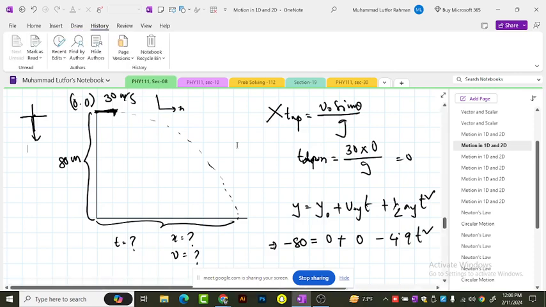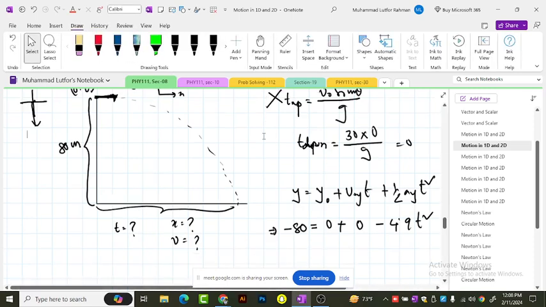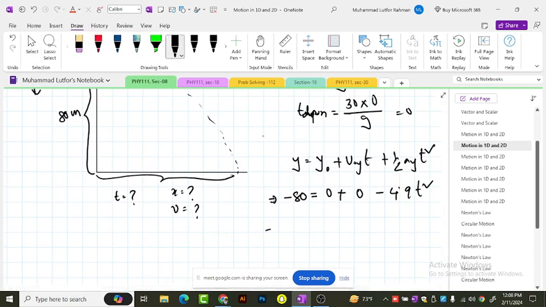Now you can solve this equation, right? If you solve it, I can drop the minus sign from both sides, then t would be the square root of 80 divided by 4.9, right? Let me use my calculator. Sir, 4.04 seconds. 4.04 seconds, yeah. That's the time it will take to reach the ground.